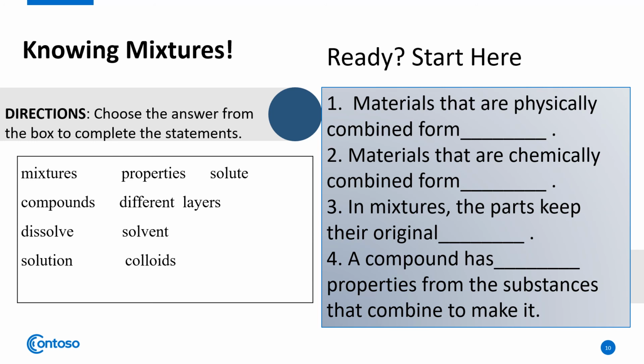Okay, so let's see if your answers are correct. Number 1, materials that are physically combined form mixtures. Number 2, materials that are chemically combined form compounds. Number 3, in mixtures, the parts keep their original, and you are correct, the answer is properties. And number 4, a compound has different properties from the substances that combine to make it.